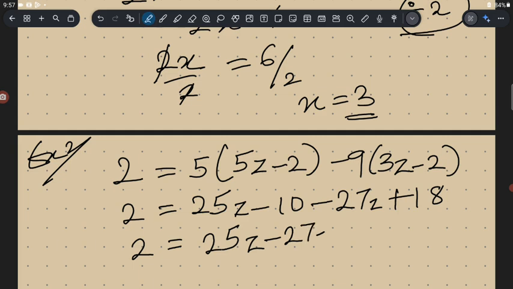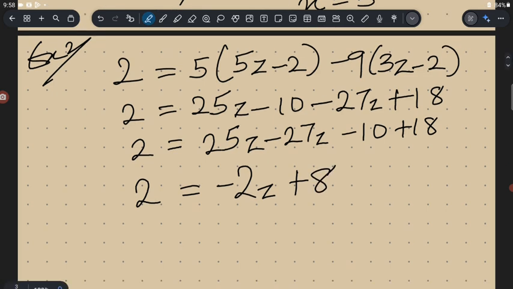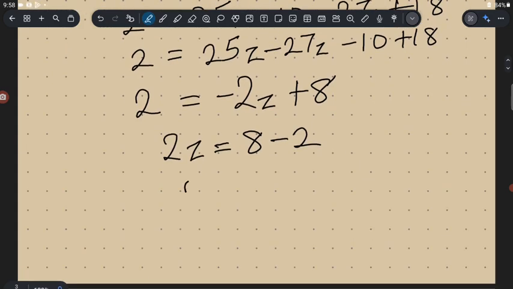That is 27z. Now we have minus 10 plus 18. So we are able to collect the like terms from that angle, which we have minus 2z. So minus 10 plus 18 will surely give us plus 8. Now, in view, we'll try to make it meaningful to have 2z is equal to 8 minus 2. When it's crossing an equality sign, the sign will surely change. So therefore, we have 2z is equal to 6.